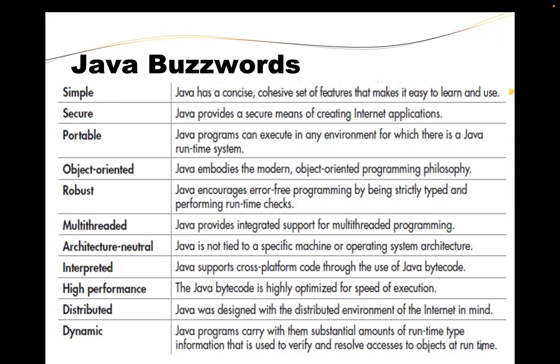Interpreted: Java supports cross-platform code through the use of Java bytecode. First, Java source code gets compiled into bytecode. Secondly, the bytecode is interpreted by the Java virtual machine. High performance: we have Java bytecode which is highly optimized for speed and execution. Distributed: Java was designed with the distributed environment of the internet in mind. And dynamic means Java programs carry with them substantial amounts of runtime type information, which is used to verify and resolve access to objects at runtime.